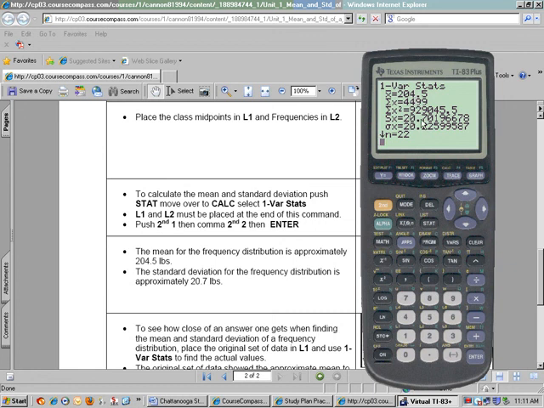Now, if we go back and we look at one of our previous problems, I'm thinking that the actual mean was 101 point something, and I think the standard deviation was 19.9. So you can see this doesn't give you an exact mean and standard deviation because it's rounding. If you think about this, we're just doing an estimate of each value. When you're given a frequency distribution, you don't have the exact values. So notice what happens. The mean of the frequency is approximately 204.5. The standard deviation is 20.7.